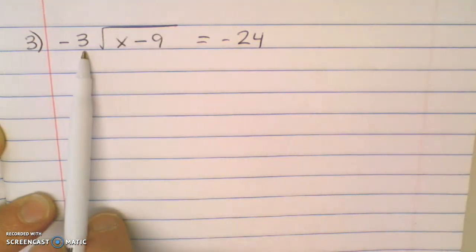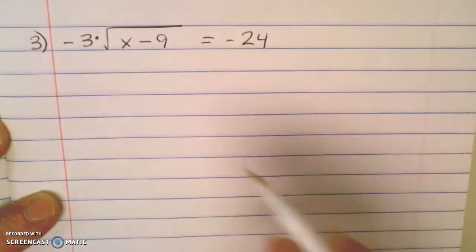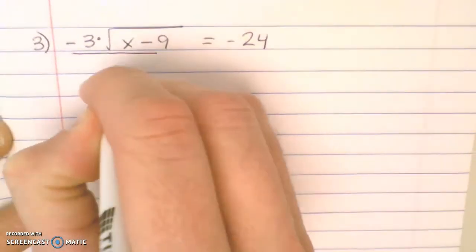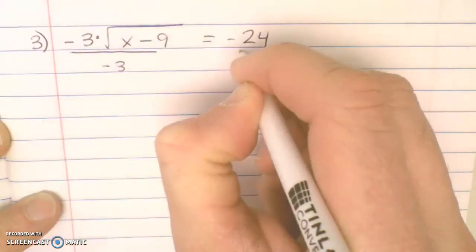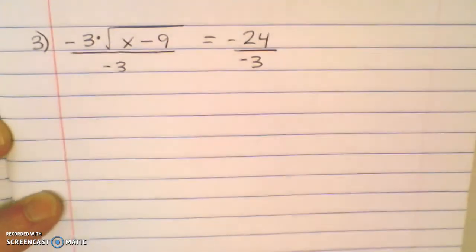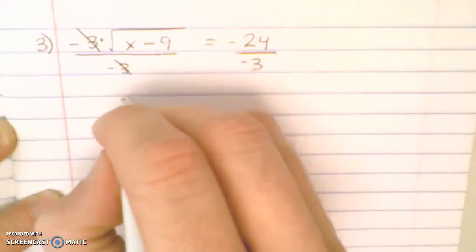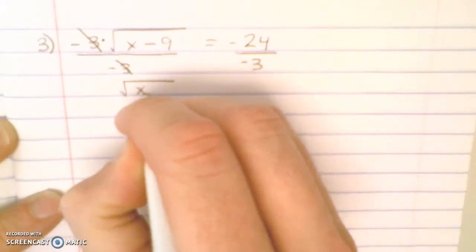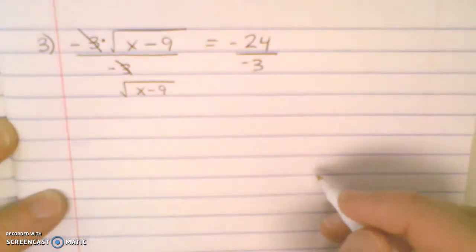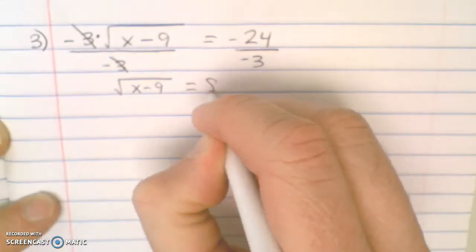But this time I have a negative 3 in front. If the number's in front, remember it's like you're multiplying by negative 3. So to undo multiplying by negative 3, we have to divide by negative 3, and we have to do that on both sides. So negative 3 divided by negative 3 cancels out or reduces to 1. You have the square root of x minus 9 equal to negative 24 divided by negative 3. Negative 24 divided by negative 3 is 8.